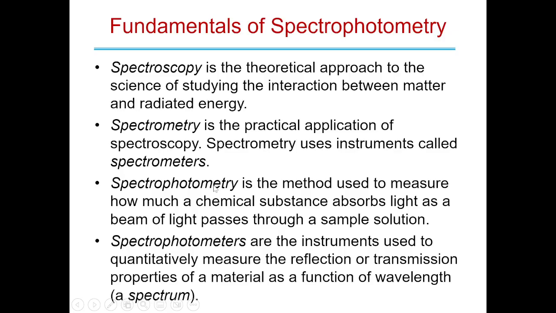So this is an even more applied portion to this, okay? Notice this spectrometry does not have the photo in it, so you are not necessarily measuring packets of light here, okay? You could be measuring a variety of things, actually. This field has really expanded over the last 100 years. Spectrophotometers are going to be the instruments that are used to quantitatively measure the reflection or transmission properties of a material as a function of wavelength, which would be a spectrum.